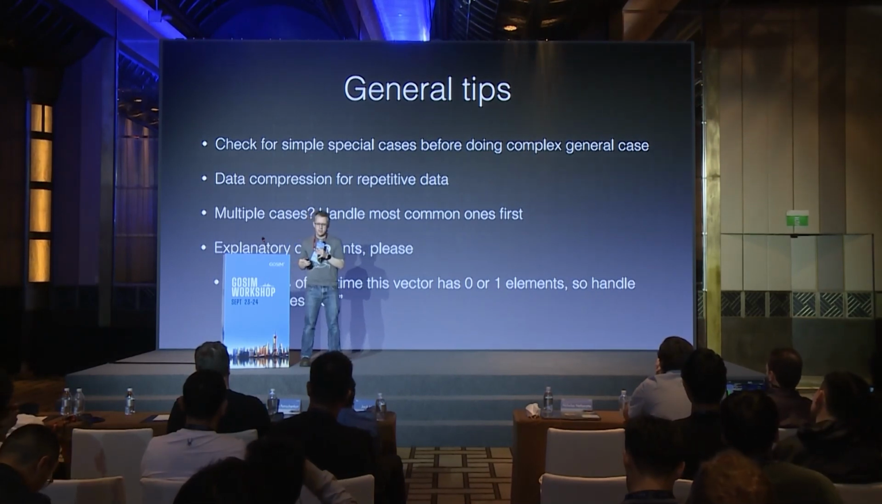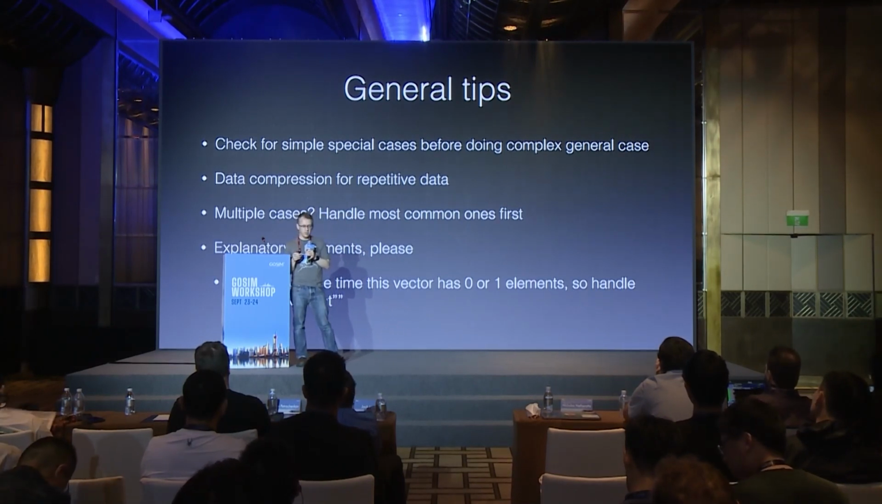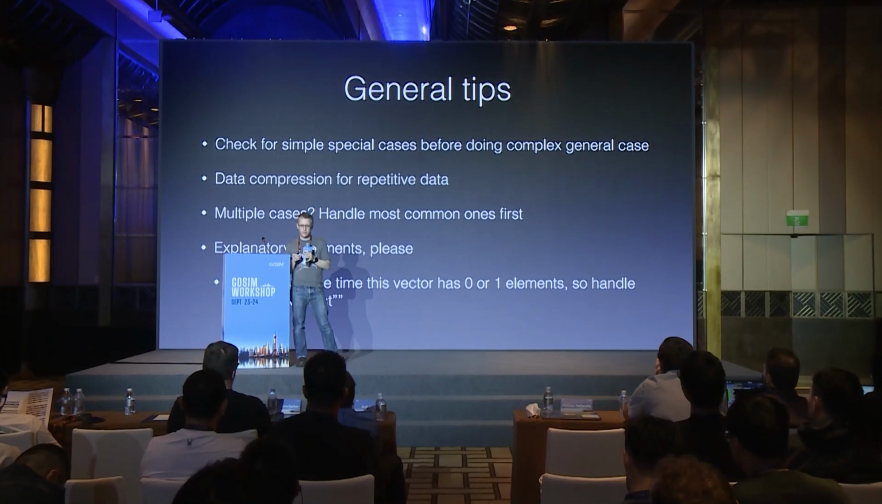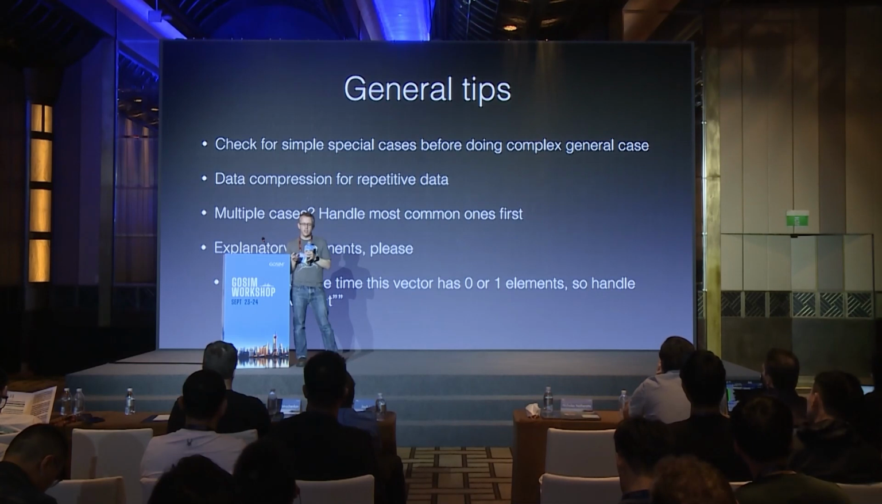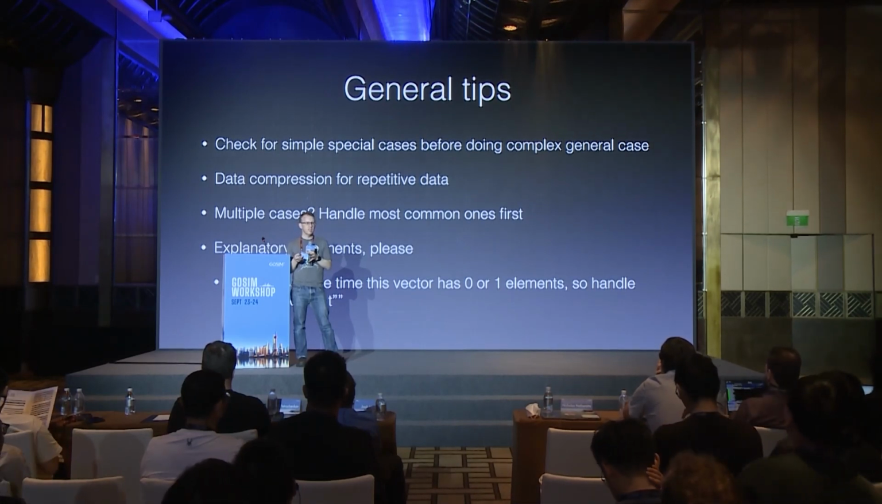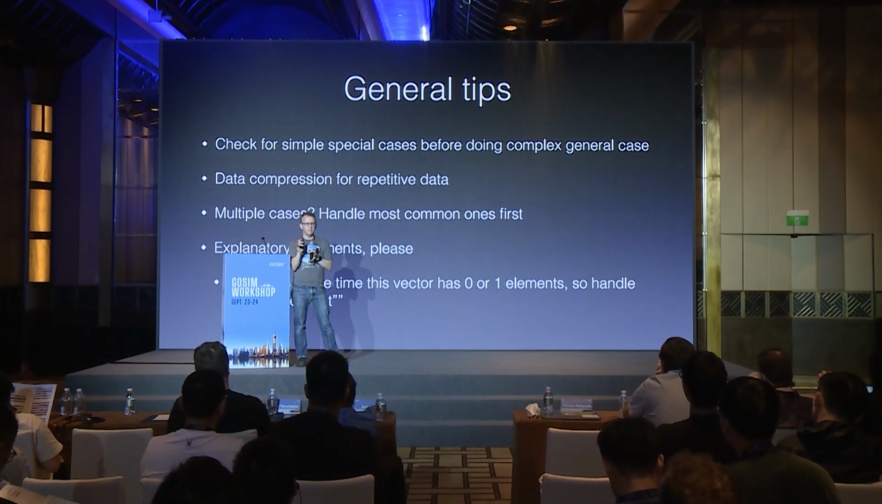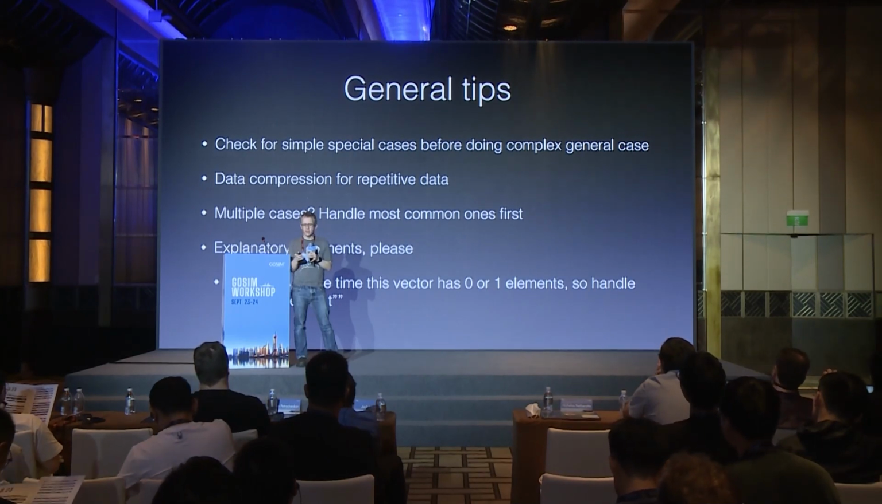And then finally, when you do write optimized code, explanatory comments are really useful. To give you an example, you might say 99% of the time this vector has 0 or 1 elements, so handle those cases first. Just a little comment like that can be really useful to other people reading the code to understand why it might be doing something that looks slightly not the way you would naturally write the code.